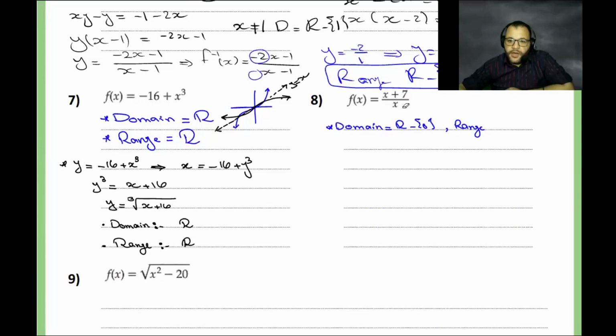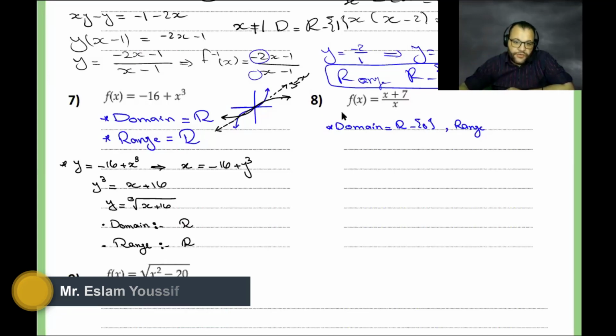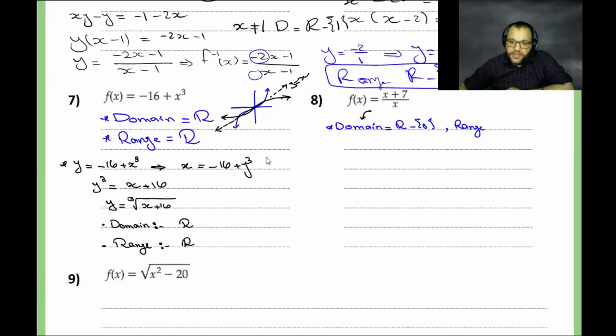Now that is defined by the vertical asymptote. If you remember, we have two lines, the vertical line and the horizontal line. From the vertical asymptote, we find the domain. But from the horizontal asymptote, we find the range.